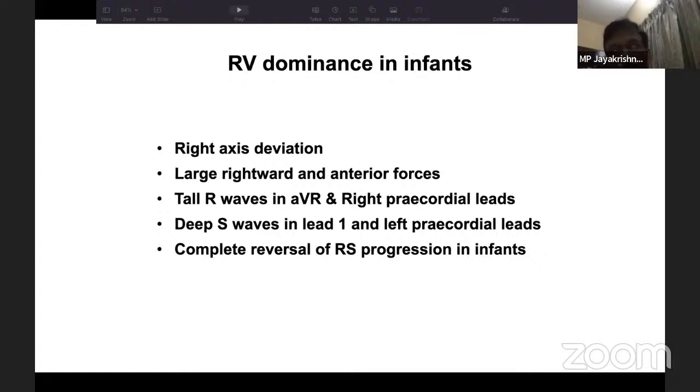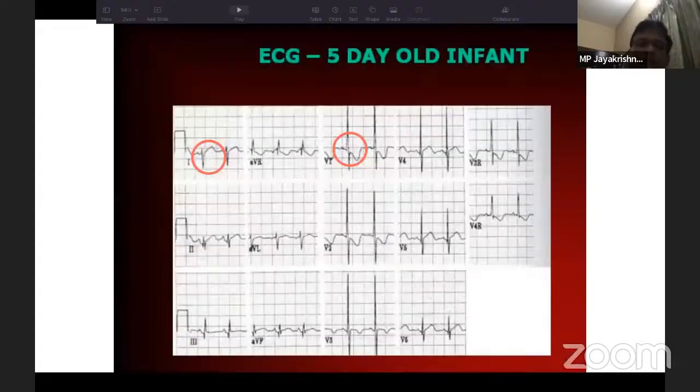And we talk about the so-called RS progression in adults. As you know, the R waves become progressively taller as we go from V1 to V5 or V6 in adults. But that is not there in infants. Because of the RV dominance, they have tall R waves in the right leads, V1, V2. And by the time you reach V5 or V6, R waves are not that tall. It is the S wave that is more predominant, exactly opposite to what we usually see in adults.